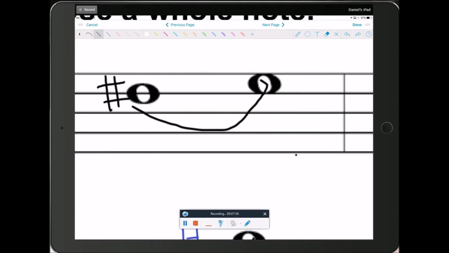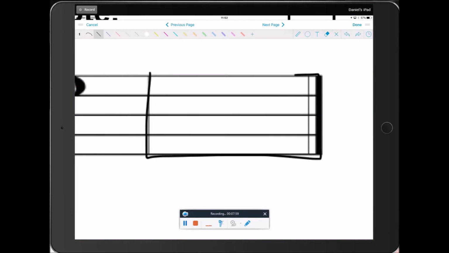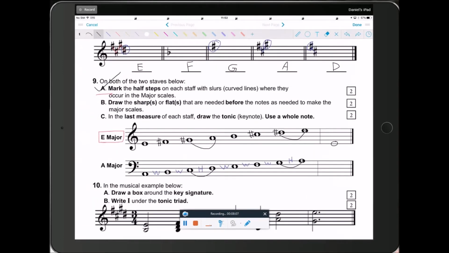So whatever this note is right here, we're going to draw that here at the very end. In this measure right here, we're going to draw that note. So we're going to draw E right there. And all we have to do is that. And then the E major one is done. Now let's go on to the A major one.